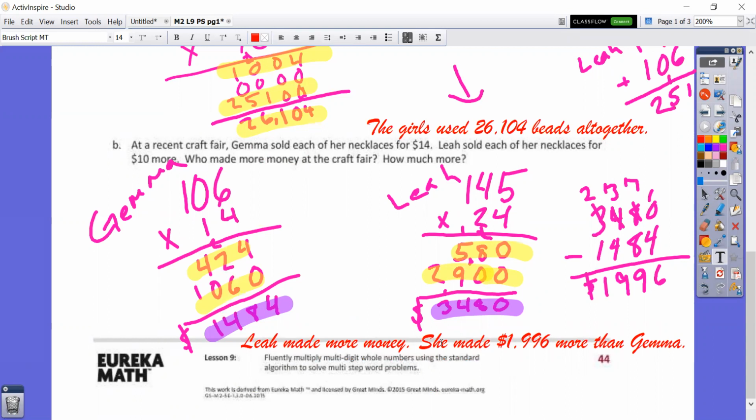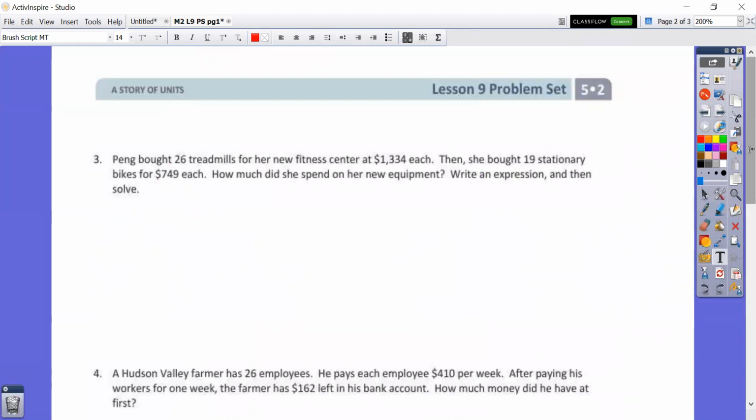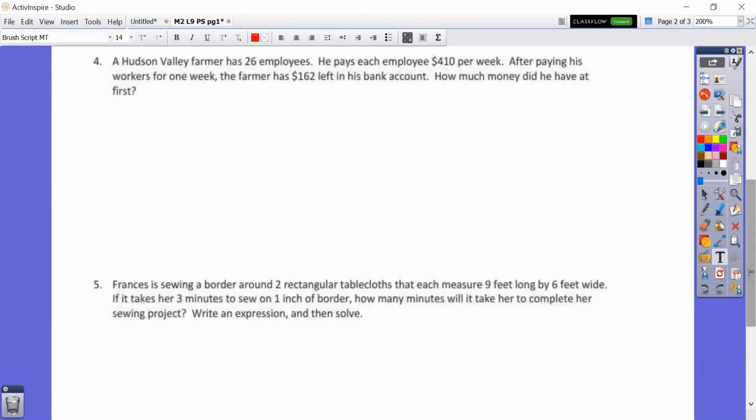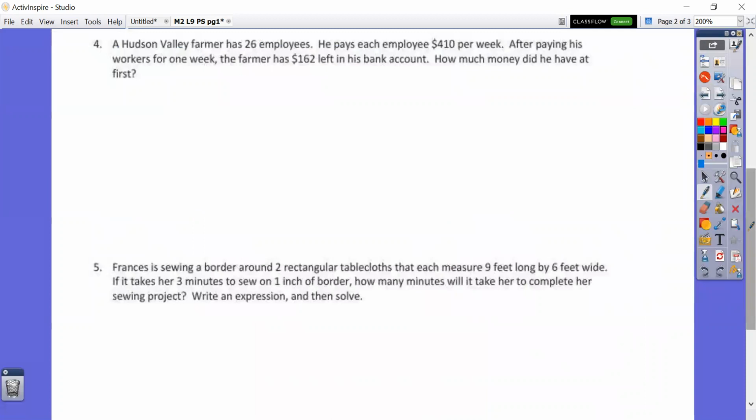Perfect. All right, let's go ahead and move on to the second page and get working on these 2 problems. Last 2 problems, then we go to our exit ticket. So let's go ahead and read question 4 together. I'll help you set it up, and then you're going to solve it.